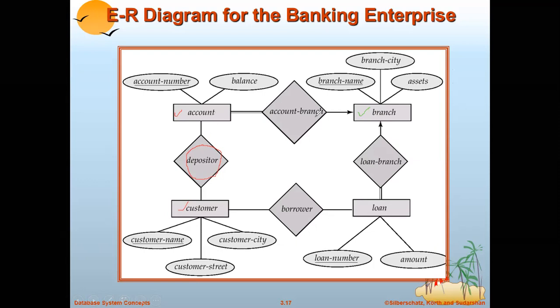So account belongs to a specific branch. For example, State Bank of India, Pandharpur branch, State Bank of India, Solapur branch, State Bank of India, Mangalveda branch, like that. So the same bank will have different branches. So branch name, branch city, and assets are the special features of that bank branch.